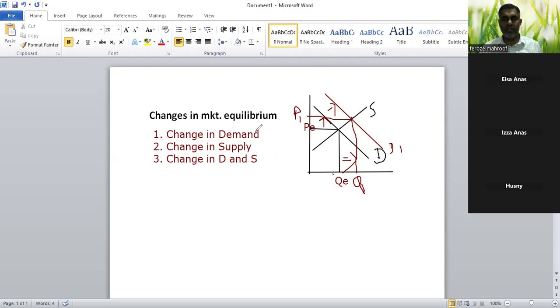But a decrease in demand leads to a decrease in price and a decrease in quantity. Don't memorize, you can just draw and see. Understood? Whenever demand is increasing, the demand curve will be shifted to the right side. Whenever demand is decreasing, the demand curve will be shifted to the left side. Okay?